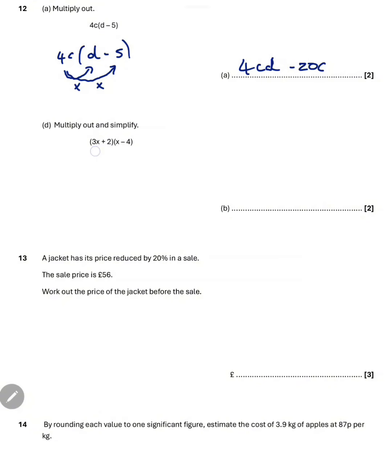Similar thing here, but make sure we multiply everything by everything. So I'm going to times those together, those together, those together, and those. Some people use a grid for that. 3x times x is 3x squared. 3x times minus 4 is minus 12x. Then we're going to do plus 2 times x, which is just plus 2x. And plus 2 times minus 4 is minus 8.